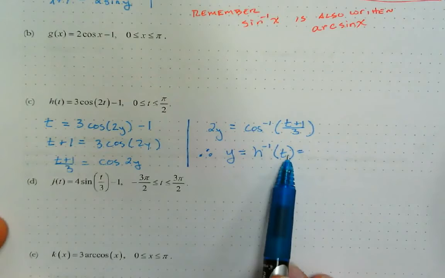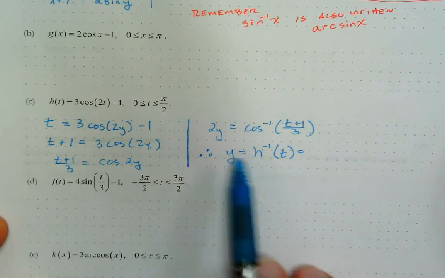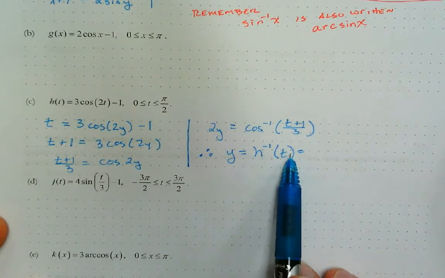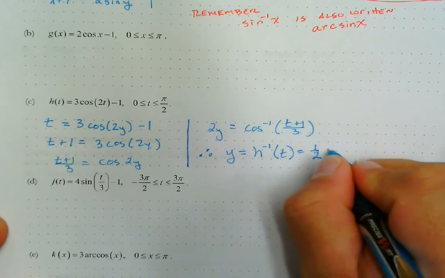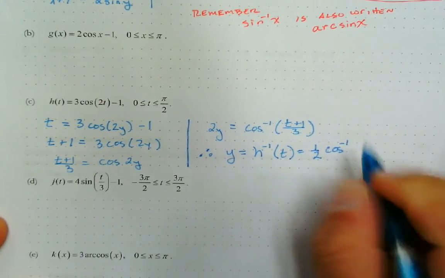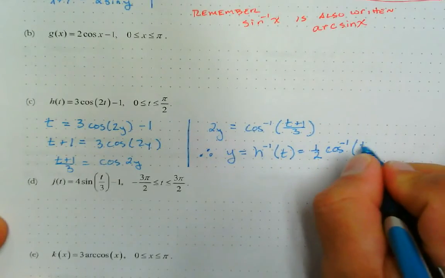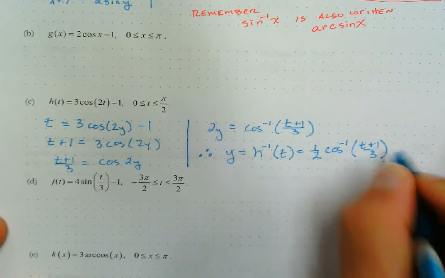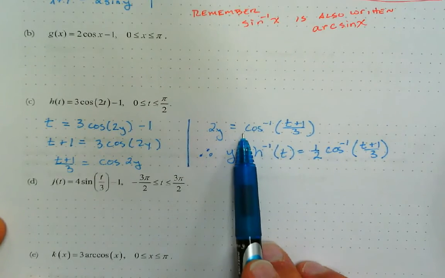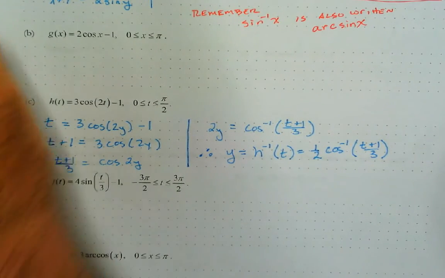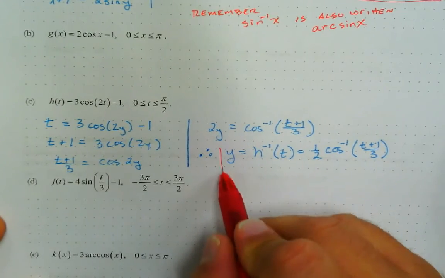And notice the notation to represent the inverse of this function h of t. So y, which represents the inverse, is going to be given by 1/2 the inverse cosine of t plus 1 over 3. Okay, why 1/2? Well, if I divide this side by 2, I divide that side by 2, and dividing by 2 is like multiplying by 1/2. So here is my inverse.